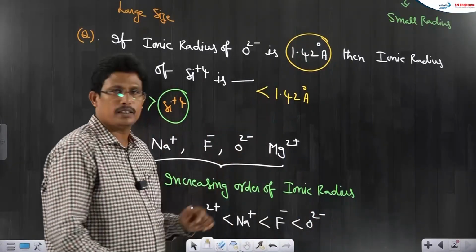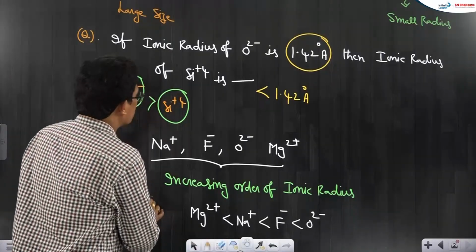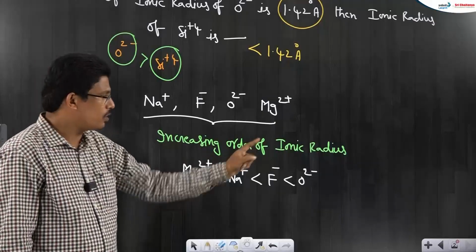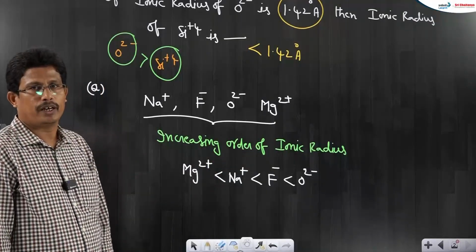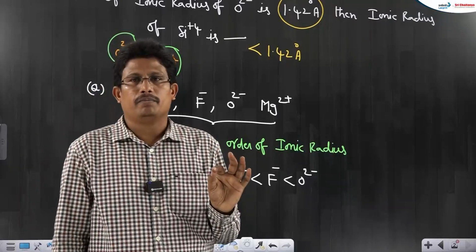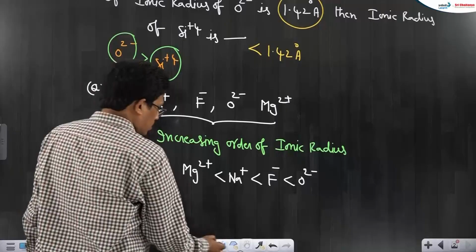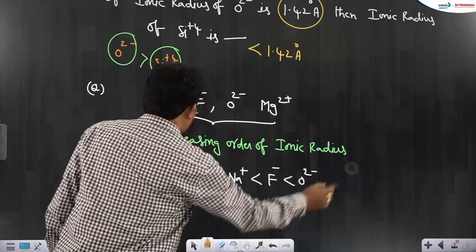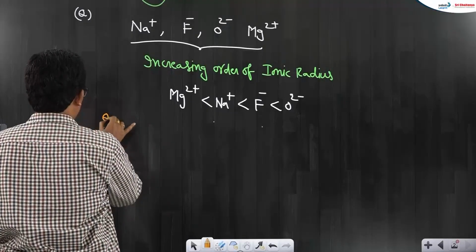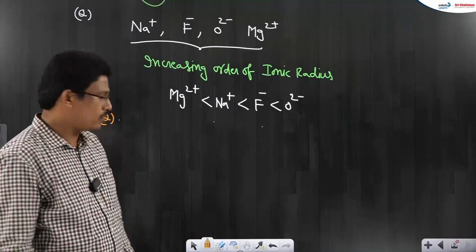Negative charge increases, radius increases. Positive charge increases, radii decreases. It is the increasing order of radii. This is about atomic radii, types of radii and ionic radii. One more model is there, that is also important. Next one, an important model already given in the NCERT textbook.